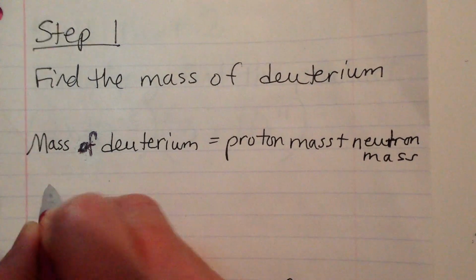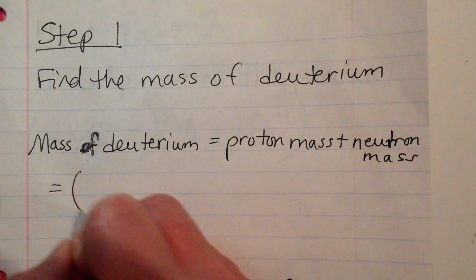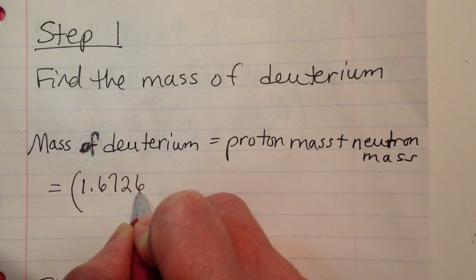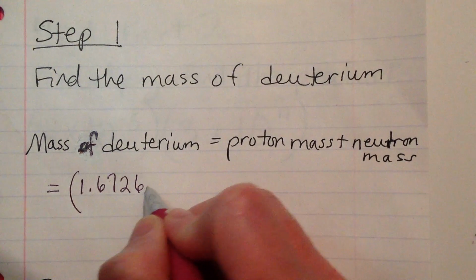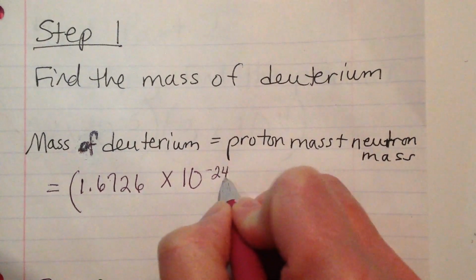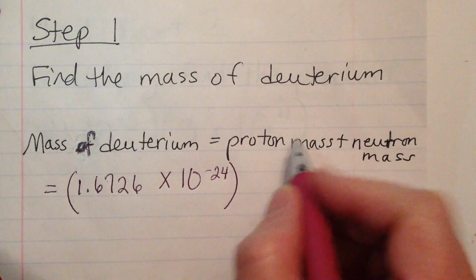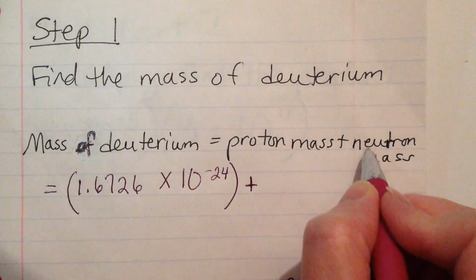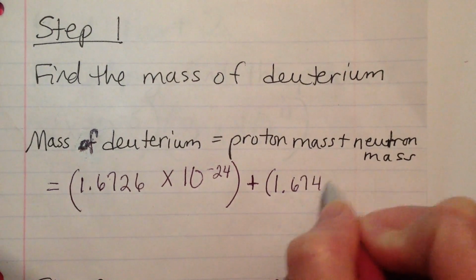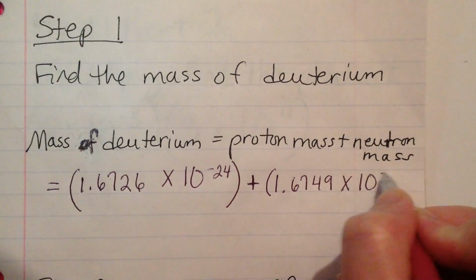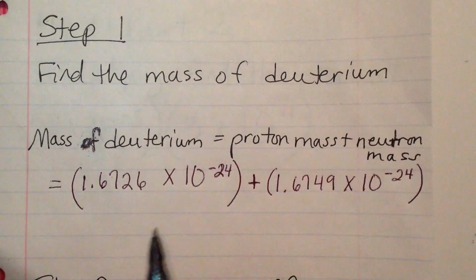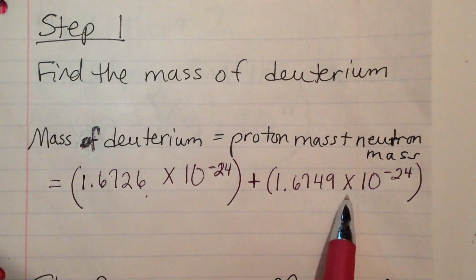So, finding those from our problem, the proton mass was 1.6726 times 10 to the negative 24. This is the proton mass. We're going to add it to the neutron mass, which is 1.6749 times 10 to the negative 24. So we are adding the proton mass plus the neutron mass.